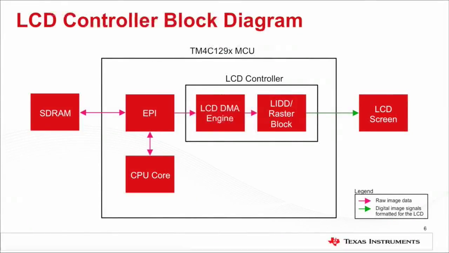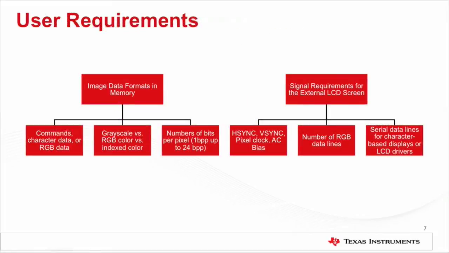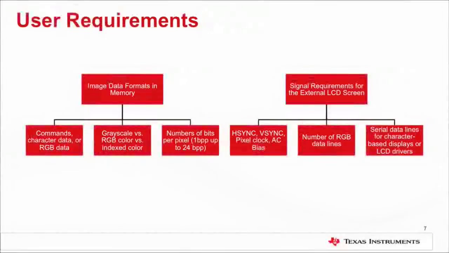In systems with very limited SRAM, the raw image data can be saved in an external memory, such as SDRAM, which can be connected to the microcontroller over the extended peripheral bus, also called EPI. This configuration is shown on the screen. You will be required to configure several parameters such as the image data formats in the memory and signal requirements for the particular LCD screen that you are using. These parameters, along with several others, can be provided through configuration registers in the LCD controller, and they are supported through TivaWare APIs and structures to make the configuration process a lot easier.